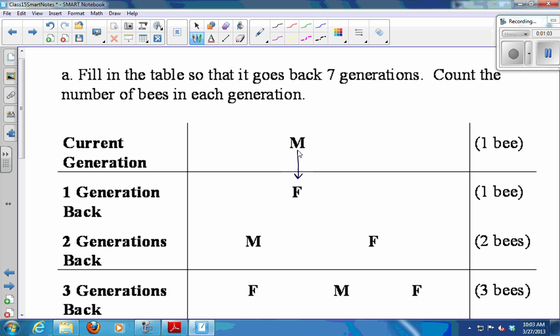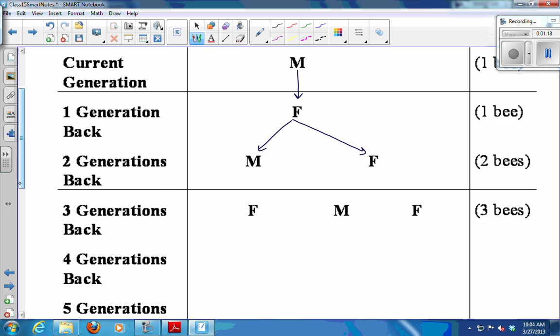Okay? But a female is made from a male and a female. So this female had two parents, a male and a female. Males have just a mom, females have a mom and a dad. Now, I'm going to trace back one more generation. This male has a single parent, a female bee, and this female has two parents, a male and a female.